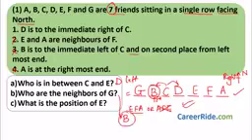What is the position of E? Okay, if we start counting from left hand side, right?